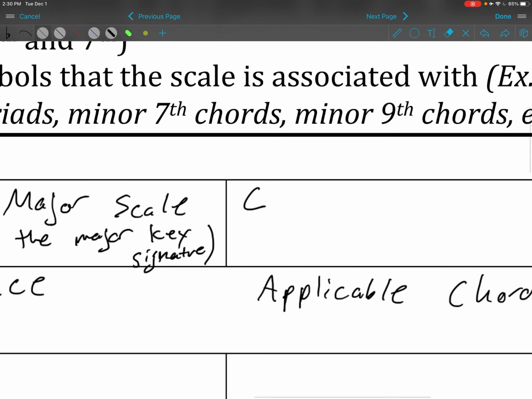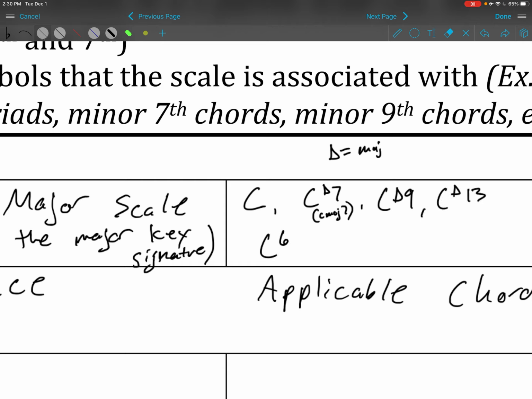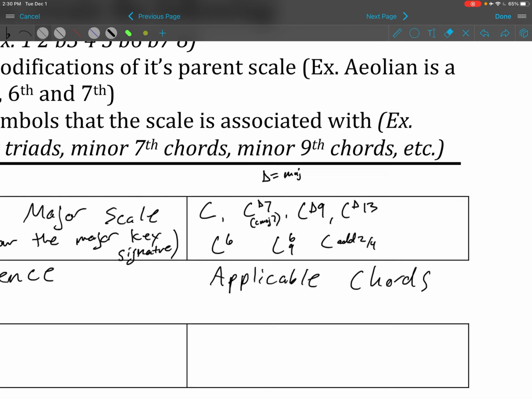You would play it over a C chord, just like a regular triad. You could play it over C major 7, also written as C MAJ 7, but I'm just going to use the triangle because it's a fancier way of writing that. You could use it over C major 9, C major 13, C6, and C6 9, and over C add 2 or 4, either one. And that's pretty much it.